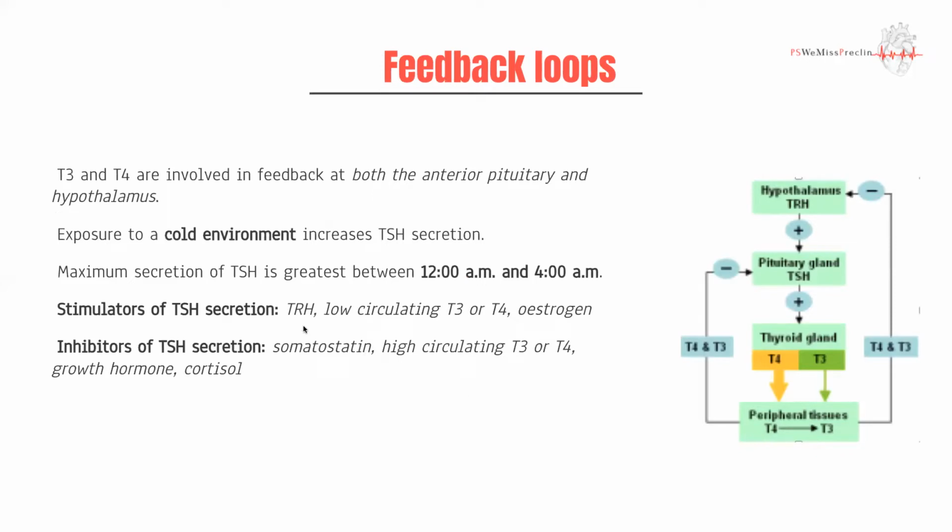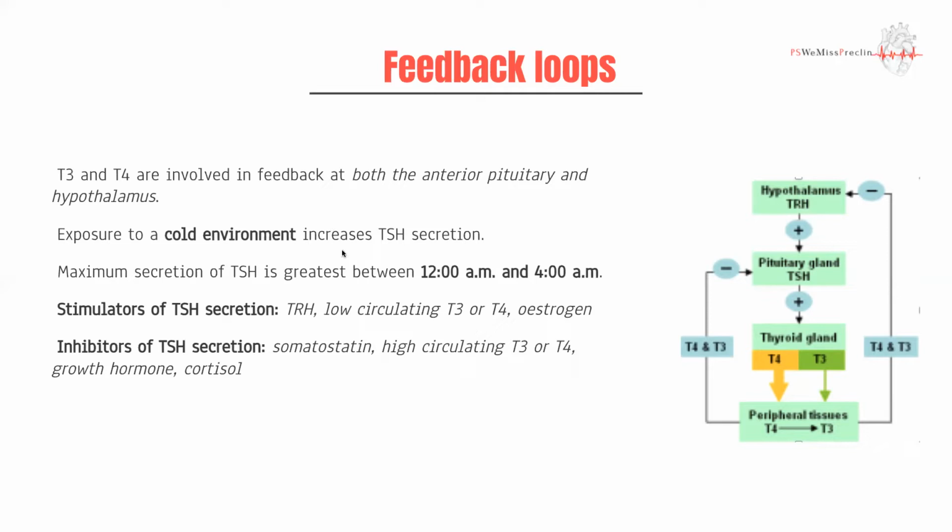Now, talking about feedback loops, T3 and T4 are involved in feedback loops with both the anterior pituitary and the hypothalamus. So at the level of the anterior pituitary, this is to do with TSH, while it's to do with TRH at the level of the hypothalamus. Funnily enough, exposure to cold environments actually increases TSH secretion. And this kind of makes sense because by increasing TSH secretion, you can increase T3 and T4 levels, which ups your basal metabolic rate, ups your body's thermogenic capacity.